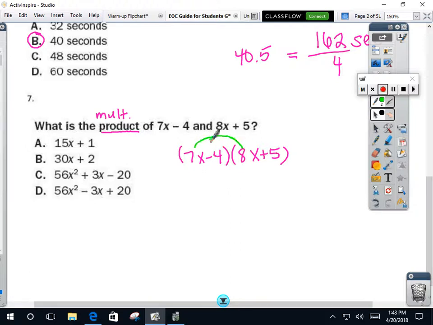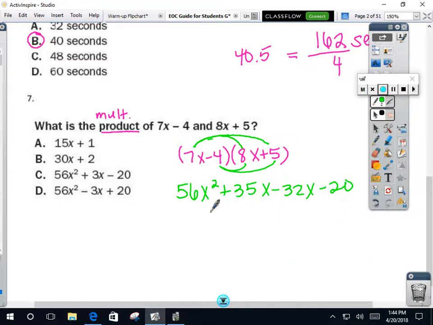First, the 7x gets distributed to both of those. 7x times 8x is, and 7x times 5 is. Then you have to distribute the negative 4 to both of those. Negative 4 times 8x is negative 32x, and negative 4 times 5 is negative 20. So now you know your answer has to have a 56x squared, so A and B are out, and you know it has to have a negative 20, so D's out. And then you can confirm, just to make sure you haven't messed up anywhere else, 35x minus 32x is positive 3x, so C.